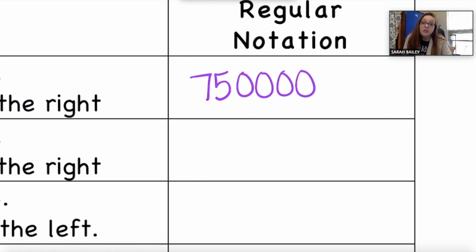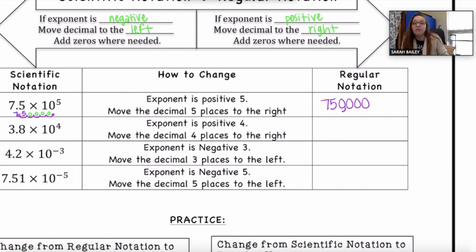Now you do need to add in your commas, so you always start at the end and count 1, 2, 3, and then put a comma. Then it would be 1, 2, 3, and then there's no other need for a comma. So my comma would be there. So it's 750,000. So 7.5 times 10 to the 5th is equivalent to 750,000.